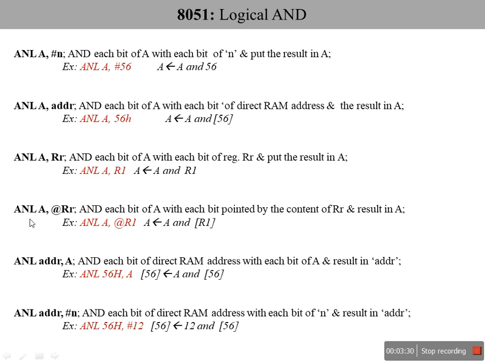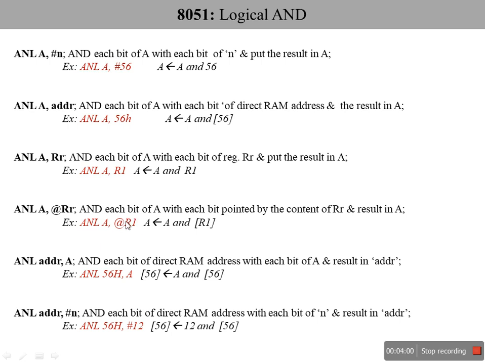Whereas this instruction gets the data indirectly, ANL A comma at Rn. Here the content of the memory location whose address is in Rn will be logically ANDed bit by bit with the content of accumulator, and the result will be in accumulator. Like here, the content of the memory location pointed by R1 will be ANDed with accumulator, and the result will be in accumulator. For example, ANL A comma at R1.